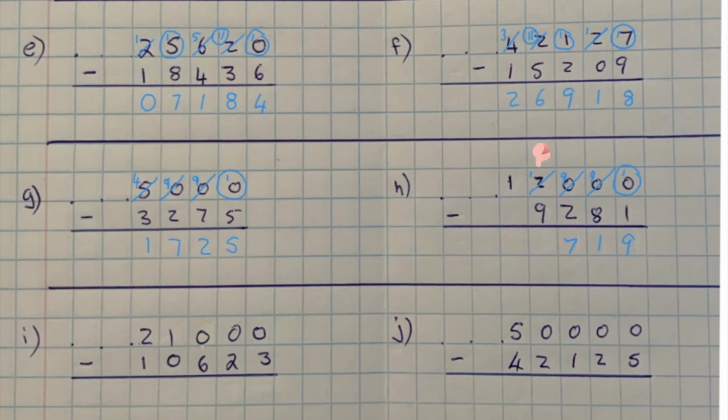Now here I can't subtract because I've only got 1. So I go next door and I borrow. That becomes a 0. This is now seen as 11. 11 minus 9 is 2. And, well, that would just be 0. Let's have a look at I.